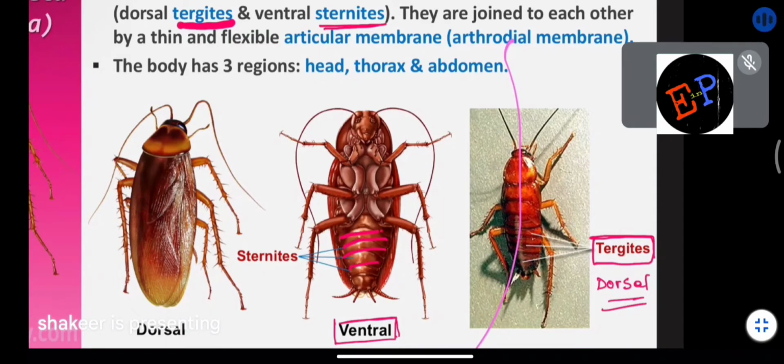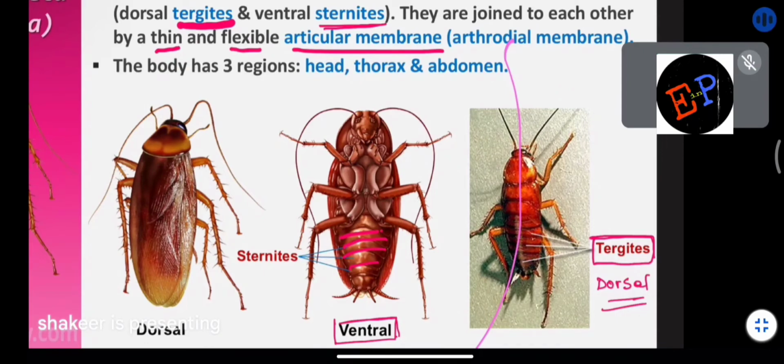Okay? So these tergites and sternites, are you able to understand? These are called sternites, which are present on the front side. That exoskeleton is called sternite, and the dorsal side is called tergite. Both of them are connected on the lateral side by a membrane. And what is the name of that membrane? It is a thin and flexible membrane, which is called articular membrane, also called arthrodial membrane. Are you able to understand?